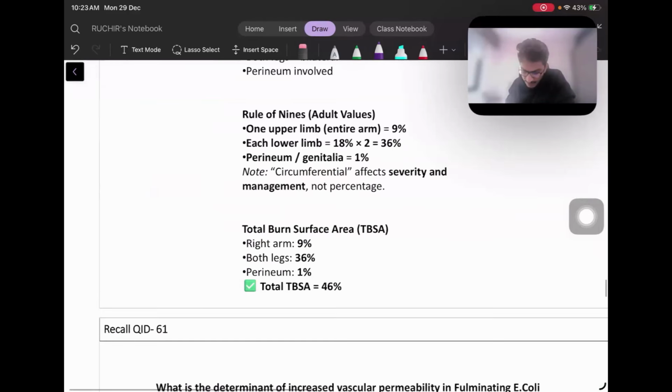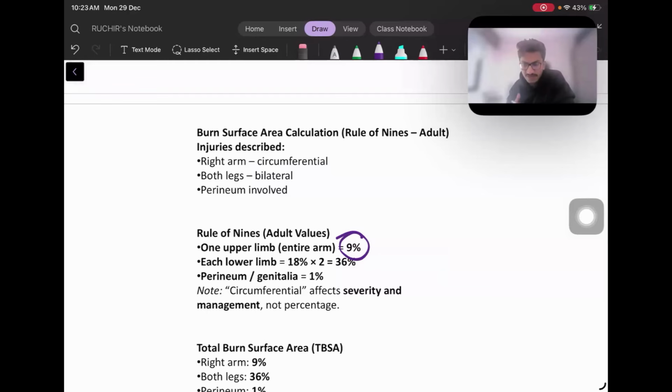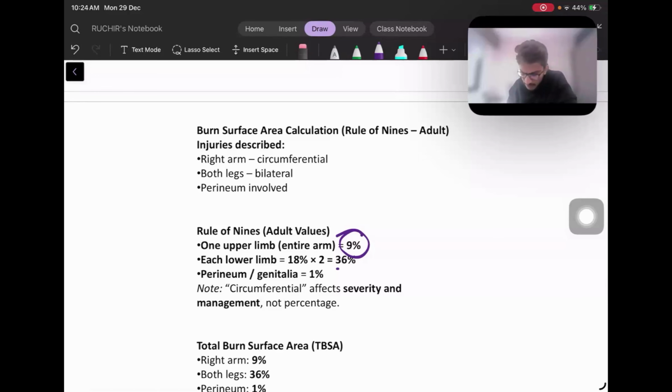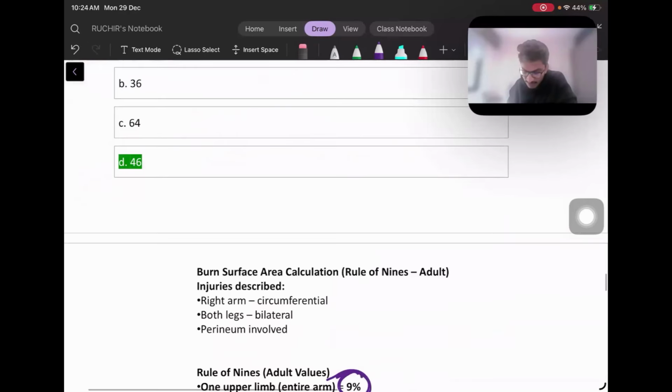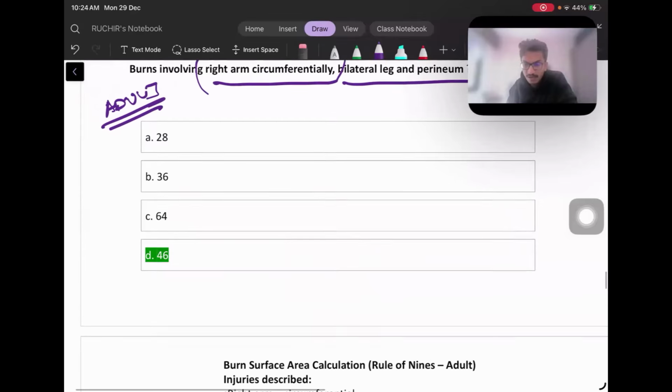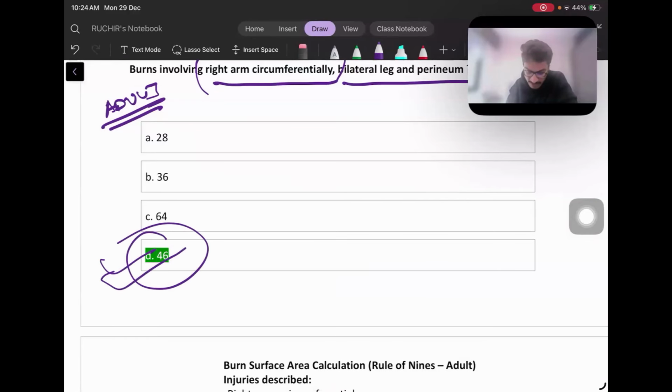that is giving it as 9%. There is no difference between thighs and legs. Bilateral legs means that it is a bilateral lower limb. I think you don't have a division that the thigh is 4.5 and the leg is 4.5. It is not like that. It is a complete leg. So as per the answer here, it would be each lower limb, which will give 36%, perineum 1%, and the arm 9%. So here, according to me and the recall and the Wallace rule of 9, the answer would be 46.